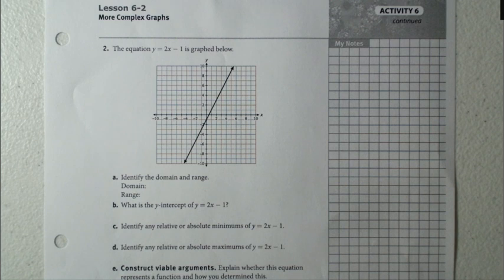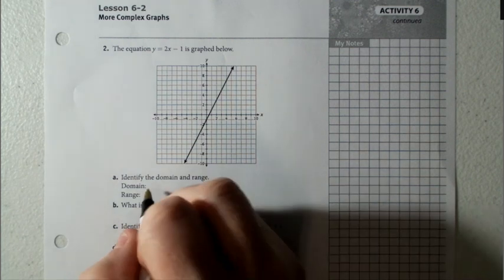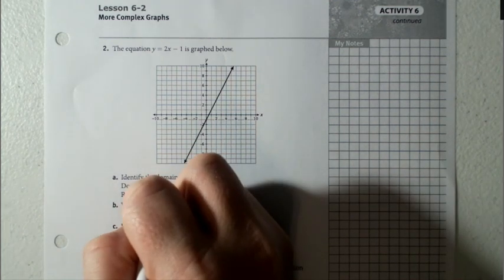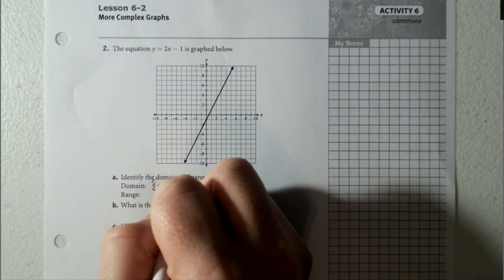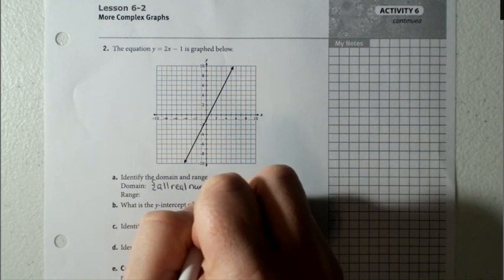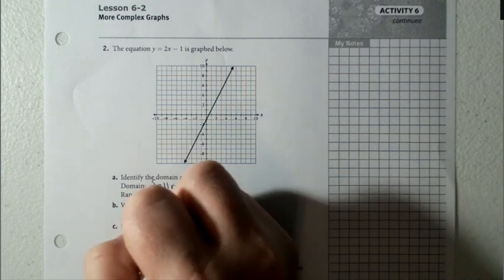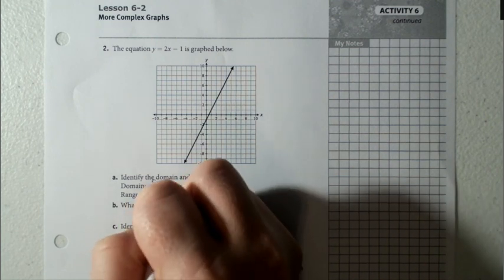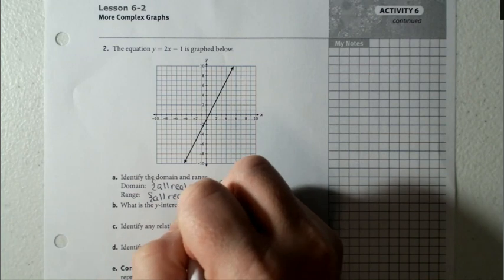Are there any restrictions? Are there any places where it doesn't exist? Are there any places where the graph turns around or hits a valley, stops? No. So this is going to be all real numbers. And the same goes for my range. All real numbers.